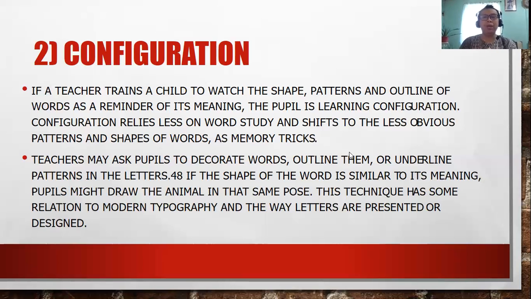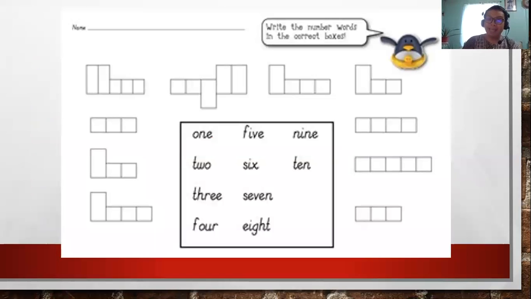If the shape of the word is similar to its meaning, pupils might draw the animal in that same pose. This technique has some relation to modern typography and the way letters are presented or designed. Example. Okay, so identifying the patterns or shapes with the words inside the box. They can recognize and learn the different patterns, the designs, and the shapes. That is the second strategy for vocabulary skills, which is configuration.